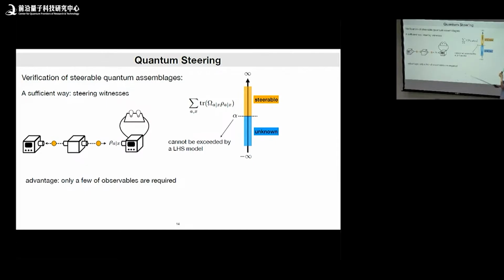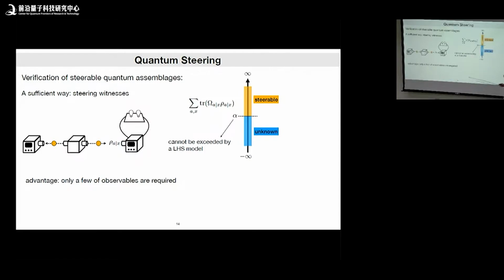So the idea behind this steering witness is that we just perform some measurements on some observables, here labeled by omega AX, and then we check the expectation value of the summation of all these expectation values. Then if the expectation value is above the number alpha, which is proof that it can never be achieved by a local hidden state model, then we can judge that the assemblage is steerable. And otherwise, we are not sure what is happening.